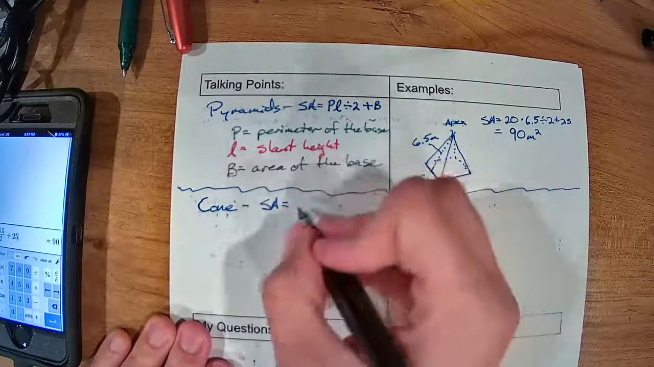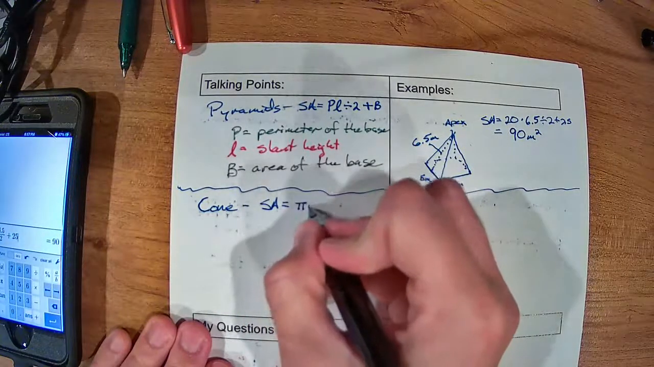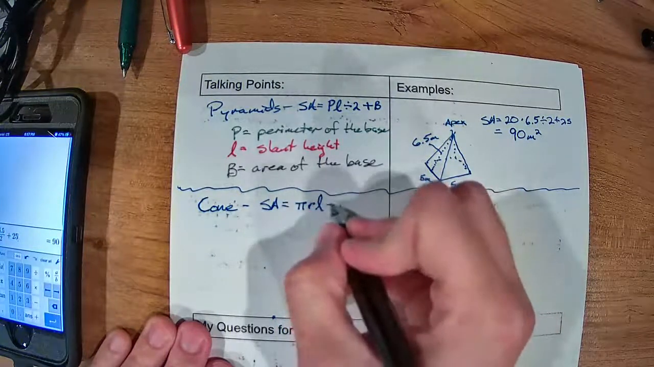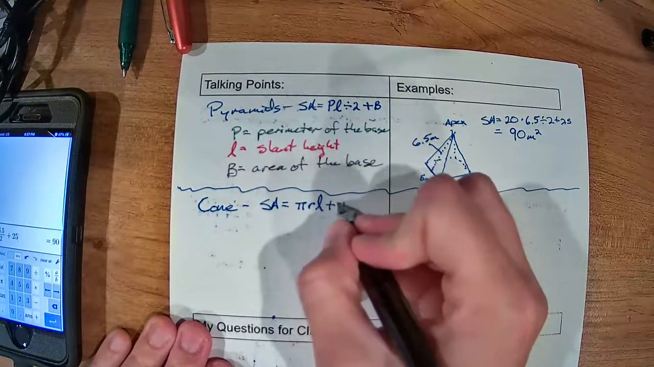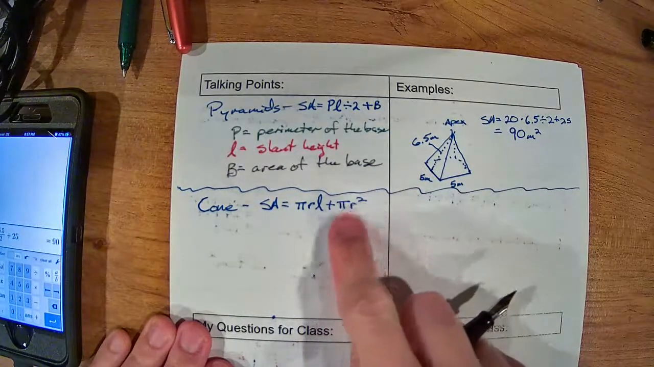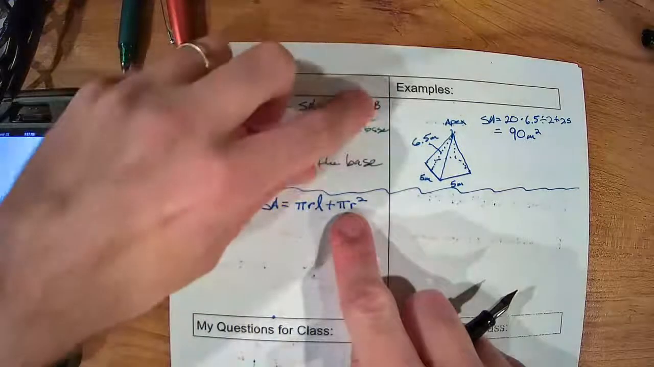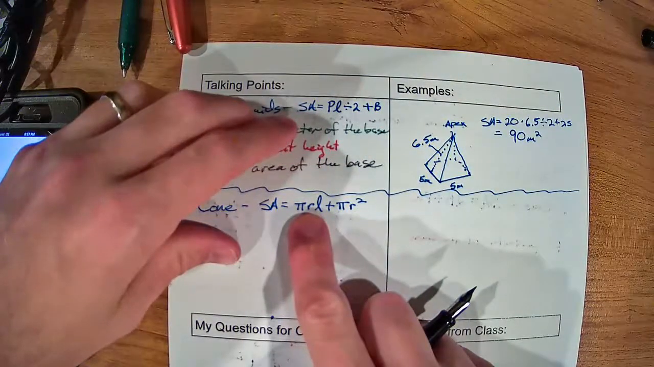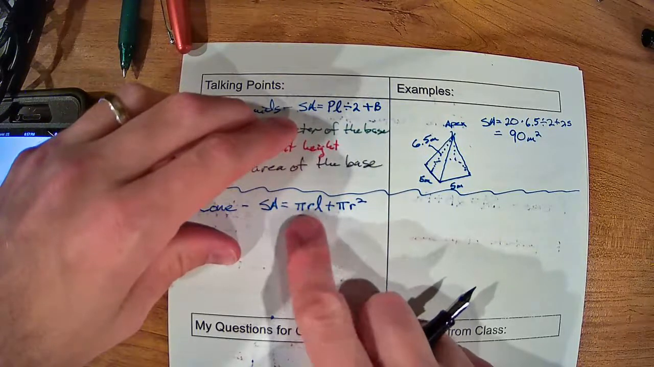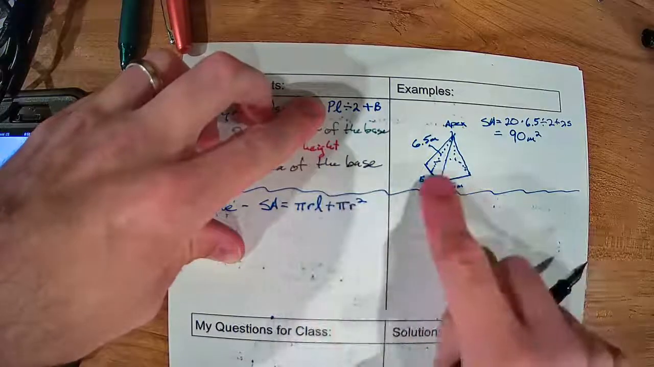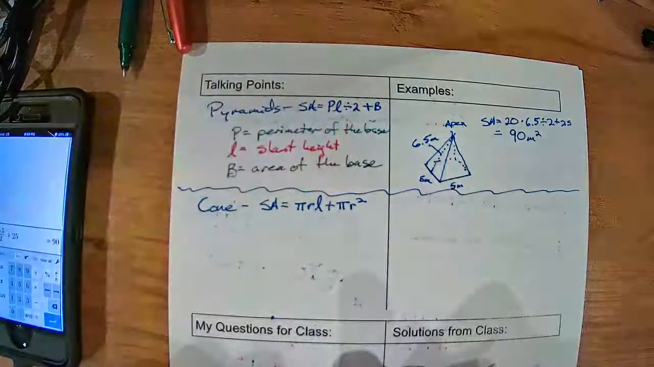In this case, our surface area is pi times the radius times the slant height, and we'll add on pi times the radius squared. Because notice, pi r squared is the area of a circle, so that's our base. Pi multiplied by the radius is somewhat of a circumference measure, so again, similar to that perimeter. And then, of course, we've got slant height in there, similar to our pyramid.